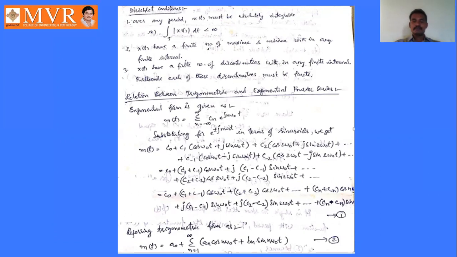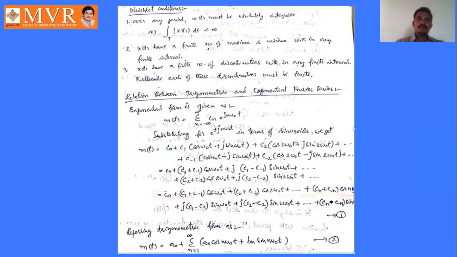And coming to the exponential form of the Fourier series, it is given as m(t) = sigma n equals minus infinity to infinity of cn e^(+jn omega0 t). Okay, so e^(j theta) is cos theta plus j sin theta. Here we are taking e^(±jn omega0 t) and substituting it in terms of sinusoids, in the sense of harmonics, whether in sinusoidal form or cosine form.